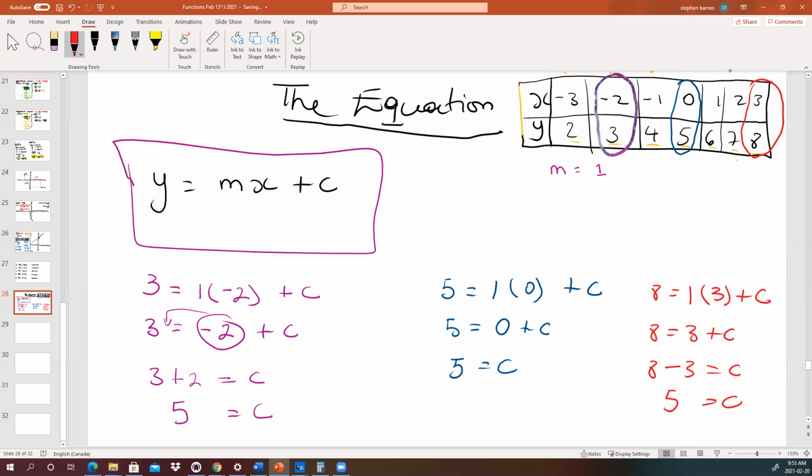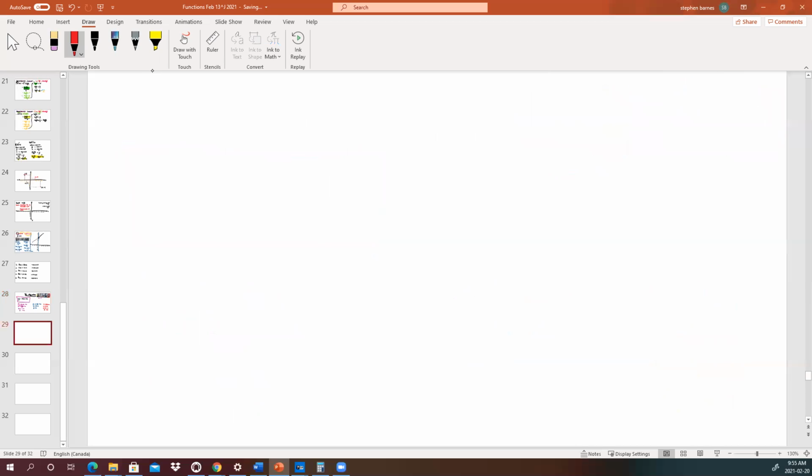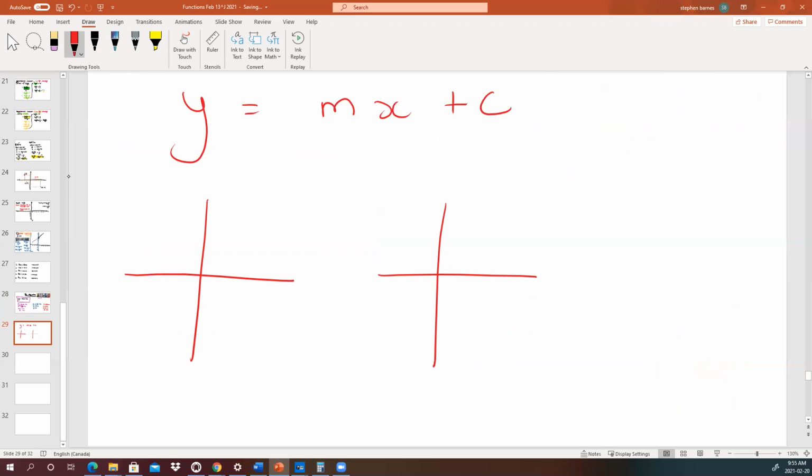Now, what I want you to appreciate about this equation, I'm just going to write it clearly: y equals mx plus c. This equation is what we call the equation of a straight line, right? And it doesn't matter what function you use to get the line, this equation works for it. This equation is how that line is defined, right? It can be used for all lines.